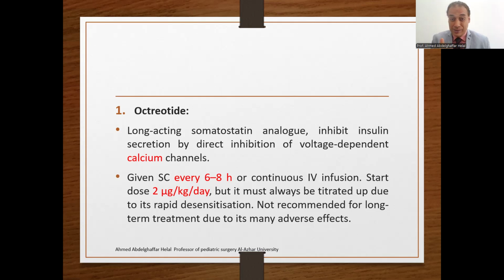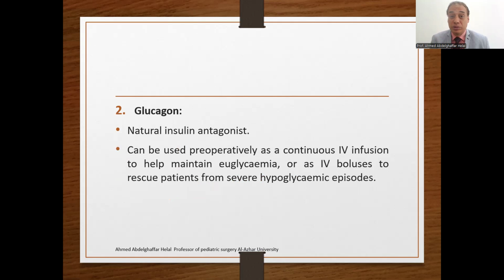So it's used as a temporary measure before surgery. And also glucagon. It's a natural insulin antagonist, can be given preoperatively or as a continuous intravenous infusion to help in maintaining euglycemia, or as an intravenous bolus to rescue the patient from severe hypoglycemic episodes.